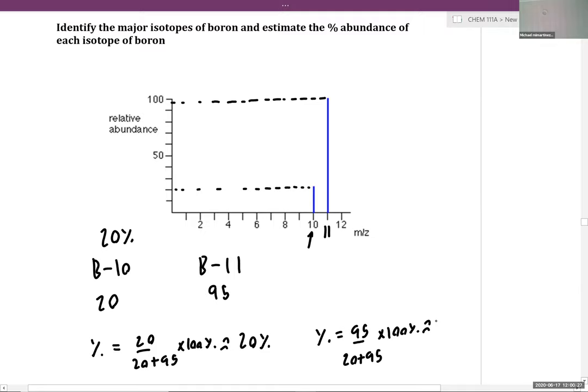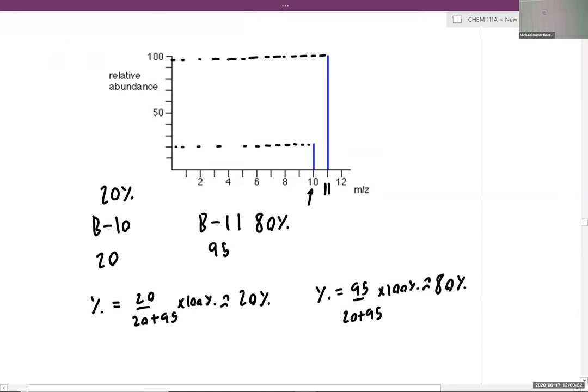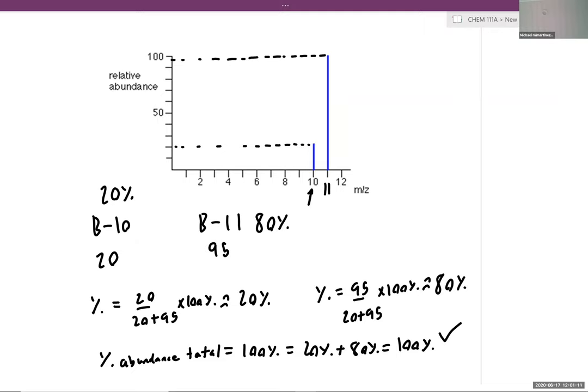so if we punch this into our calculator, we have 95 over 115, which gives us approximately 80%. So boron 11 is about 80% of all boron isotopes. When you check your work, you want to make sure that your percent abundance total is equal to 100%. And as we see, 20% plus 80% gives us 100%. So everything checks out and all is right with the world.